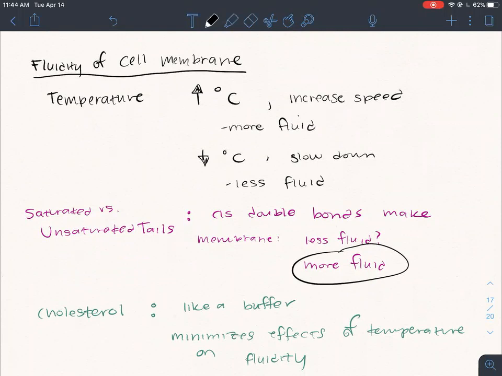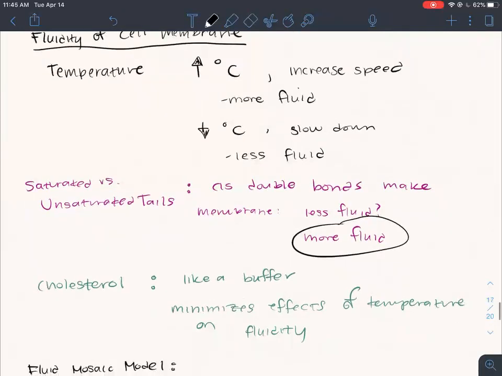But if you decrease the temperature, it's going to slow down and make it less fluid. And saturated versus unsaturated cells, this depends on your cis-double bonds. So cis-double bonds make your membrane more fluid because basically you have kinks, and that gives it more room for things to move around. And cholesterol. Cholesterol acts like a sort of buffer where it minimizes the effects of temperature on fluidity. So if you have a really high temperature, your membrane is really, really, really fluid. Adding cholesterol will make it a little less fluid so it doesn't fall apart, and vice versa.